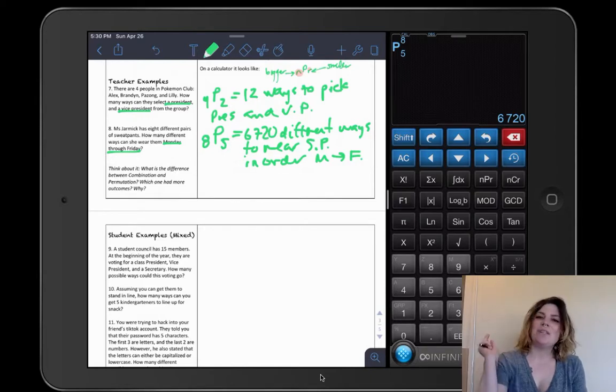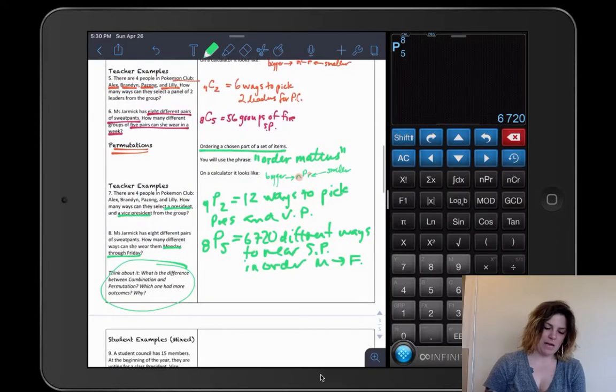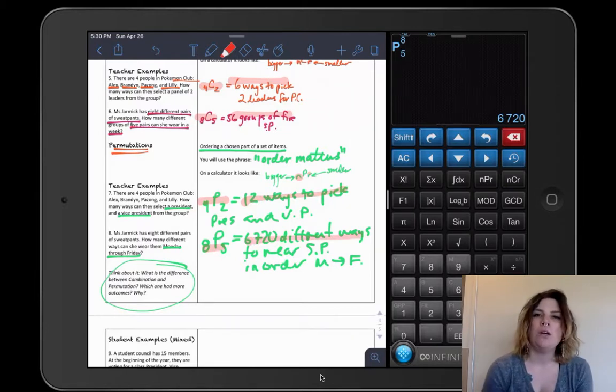Okay, so this think about it question is pretty important to understand deeply what's going on. Why is it, these are the same exact questions, that the combination, same numbers, has half as many outcomes as this one? Again, this one has 56 outcomes. This one has way more outcomes than that. So how come? I want you to think about it. Press pause and try to think about why does one counting strategy have more outcomes than the other?